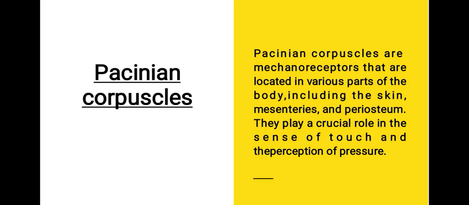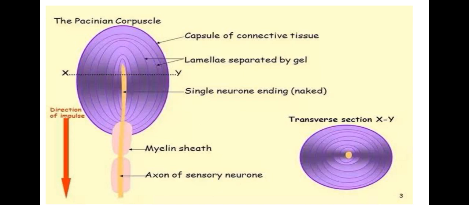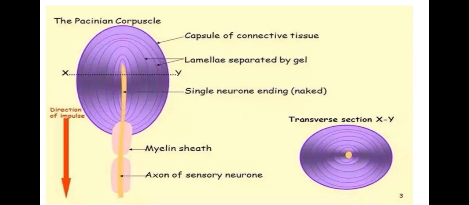Pacinian corpuscles are also located in various parts of the body, including the mesenteries and peritoneum. They play a crucial role in the sense of touch and detection of pressure. Lamellae, layers of membrane, layers like an onion, then capsule, single nerve fiber, sensory neuron and blood vessel. Structure is kind of similar: a stack of concentric layers of connective tissue and flattened cells known as lamellae. At the center of the corpuscle is an axon that makes up a sensory nerve ending. Capsule of connective tissue, lamellae separated by gel, single neuron ending, hyaline sheath, axon of sensory neuron.